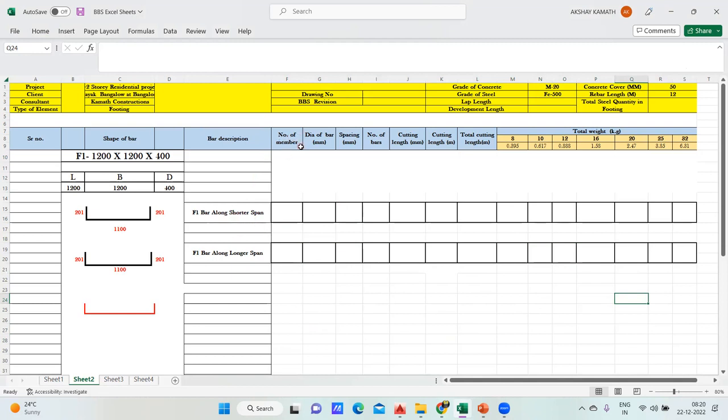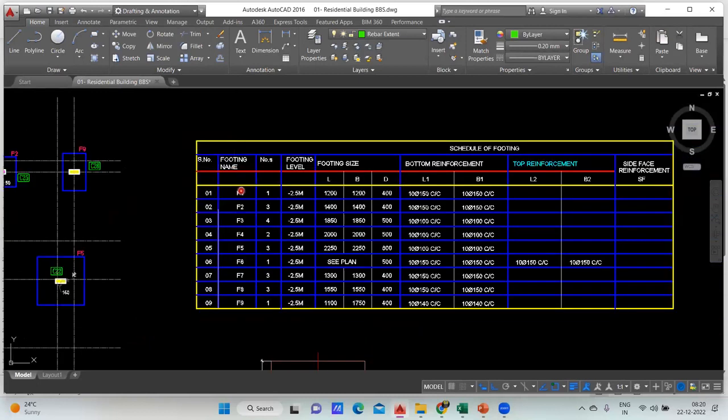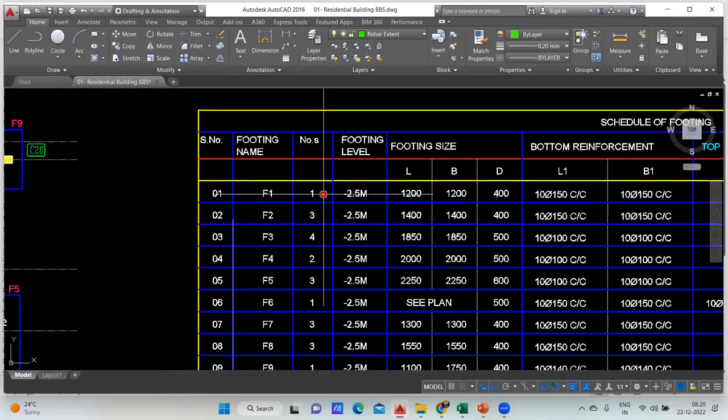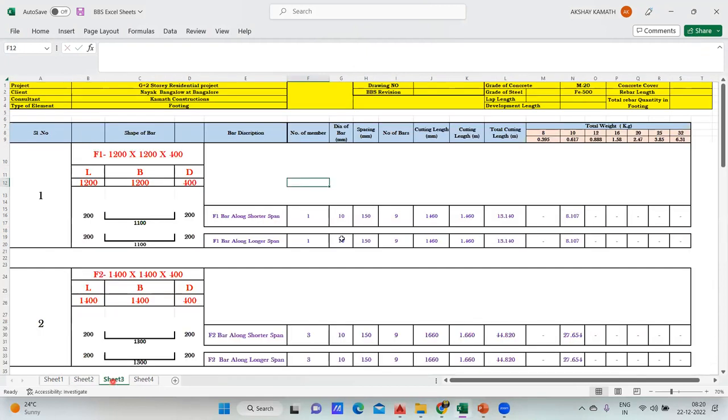So first is number of members. Number of members means how many F1 footings are there. For that, we have to go to the Excel sheet always. In the Excel, if you remember, initially we had written F1, there is only one footing, right? So I'll write here F1 is only one. So that is 0, 1, or you can write 1 also. I think the same thing I've written here.